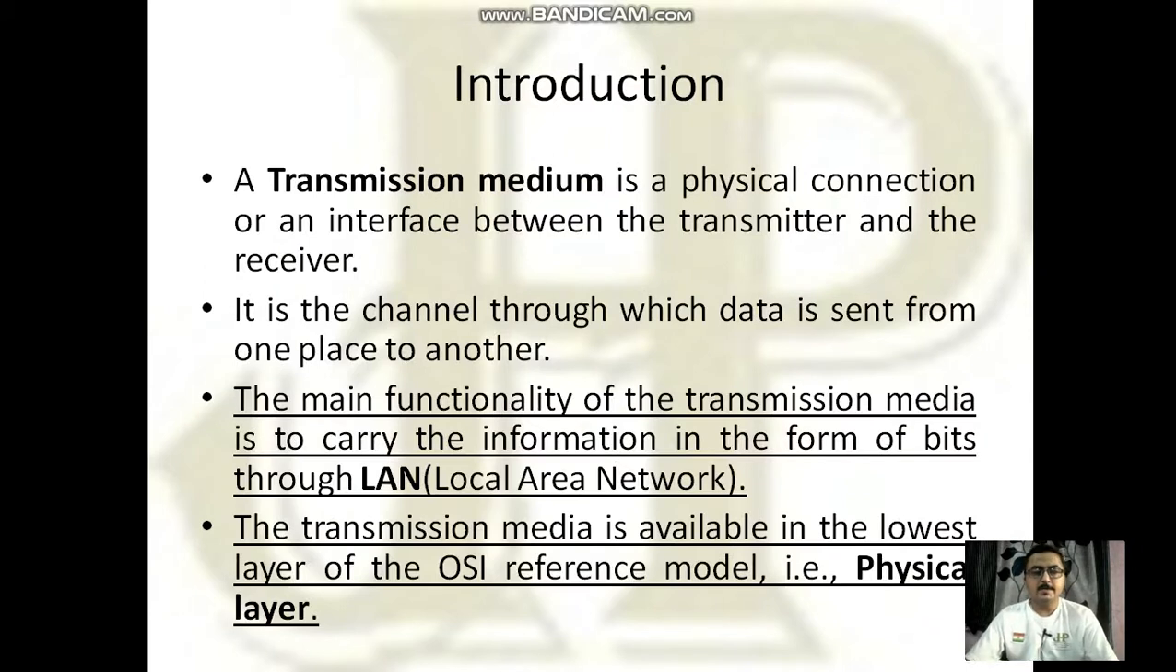So, what is transmission media? As the name suggests, the medium through which we transmit data from one end to another end. Clear? This is the main functionality of transmission media. The transmission media is available in the lowest layer of the OSI model, known as the physical layer.